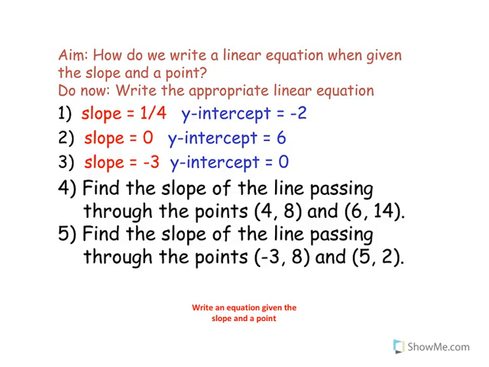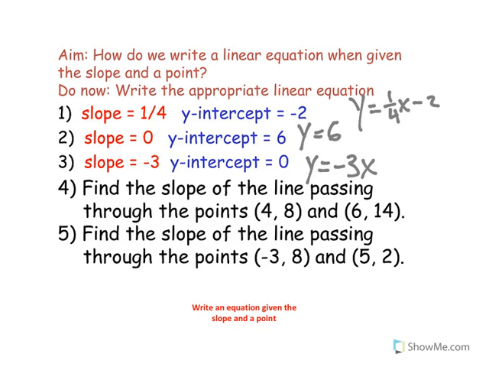So let's just review something we did quite a while ago, right? 1, 2, and 3 say write the appropriate linear equation. So 1 says the slope is 1/4 and the y-intercept is -2. So that would be y equals 1/4 x minus 2. The second one has a slope of 0 and a y-intercept of 6. So we don't need to say 0x plus 6. We can simply say y equals 6. And the third one has a slope of -3 and a y-intercept of 0. So we don't need to say y equals -3x plus 0. We can just put y equals -3x.